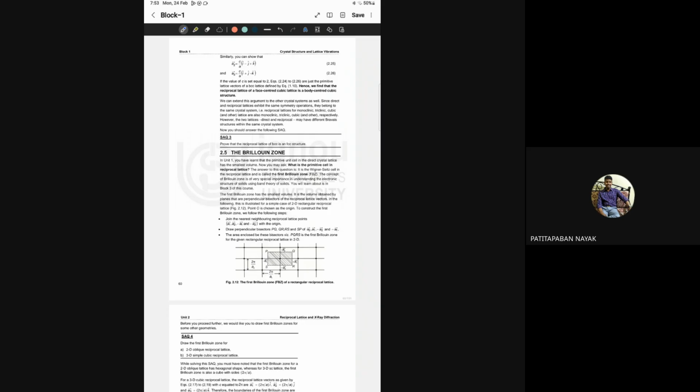Sir, why do we need to find the reciprocal lattice? Means, will it be used later, or only here? Yeah, it's a very good question actually. See, everything is very easy to understand in real space. Why are we interested in reciprocal space, isn't it?